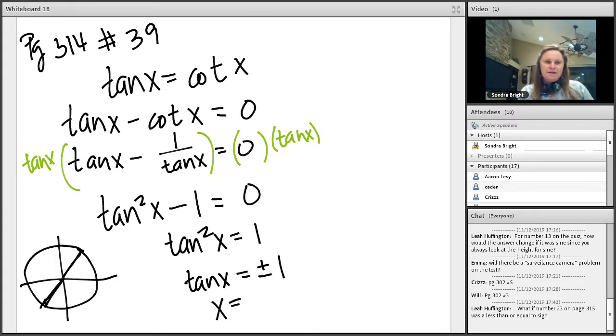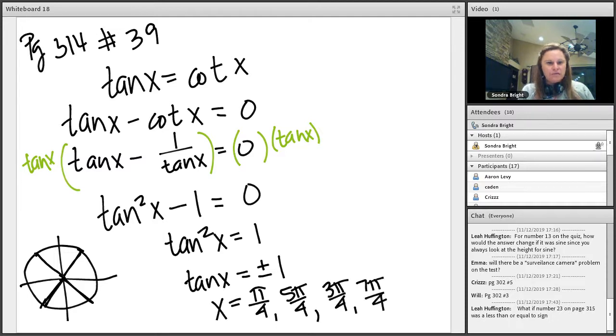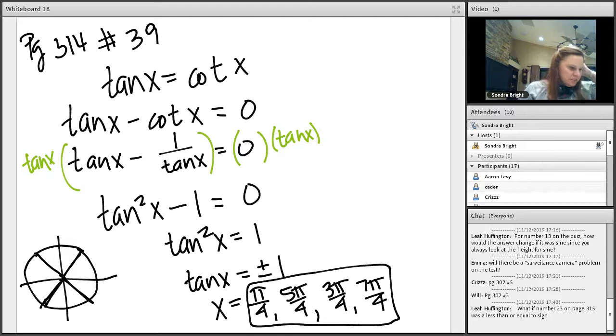Well, tangent's equal to positive 1 here in quadrant 1 and then in quadrant 3. And that's 45-degree reference angles, which would be pi over 4 and 5 pi over 4. And then tangent of x is equal to negative 1 here in quadrant 2 and then again in quadrant 4. Well, that's 3 pi over 4 and 7 pi over 4. So if your answer was between 0 and 2 pi, there's your answer.